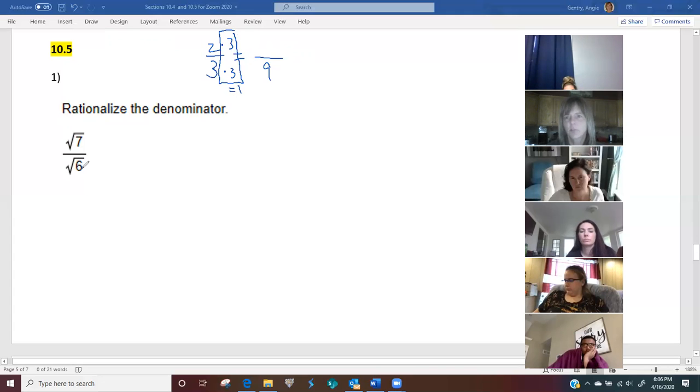We want that 6 to come out. What do I need to multiply this by? Another square root of 6, because my goal was to create a square root of 6 squared, which is a 6. So I'm going to focus on the denominator right now first, because I'm going to look at my denominator and say, what's my goal? My goal is to get that 6 out from under there.